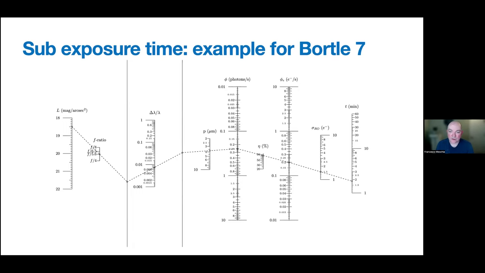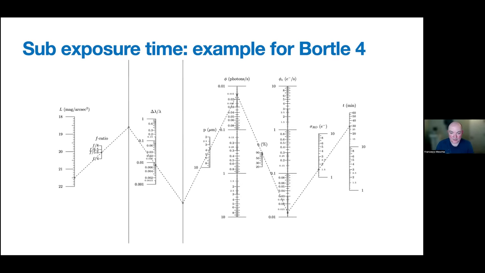What if I go to Pinnacles, Bortle 3? Things change. So Pinnacles has 21.5 magnitudes per square arcsecond. So if I redo all this geometrical construction with pencil and a straight edge, I get that I should expose for 30 minutes each sub-exposure if I want to reap the full benefits of the increased signal-to-noise ratio that I can get from that sky.